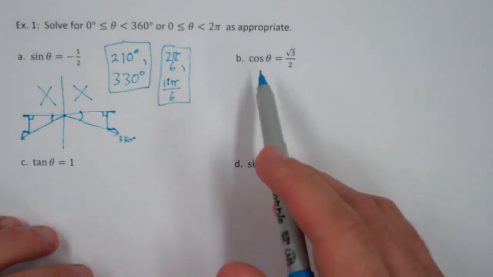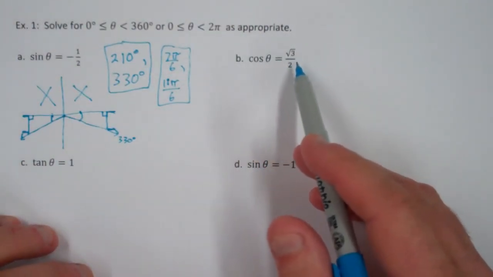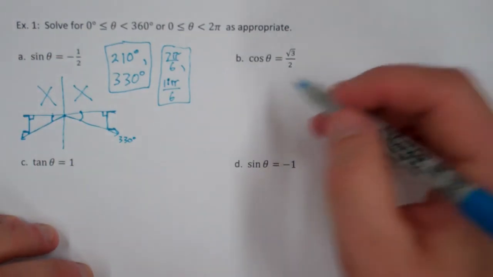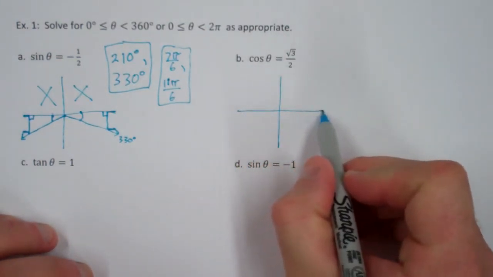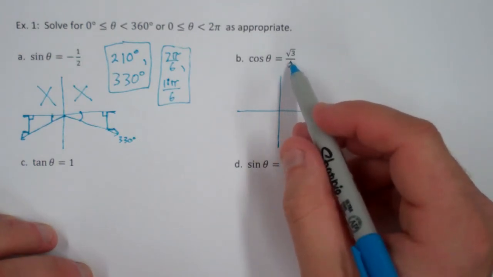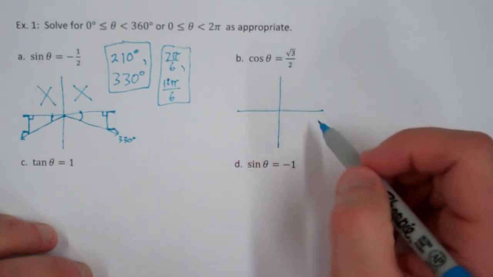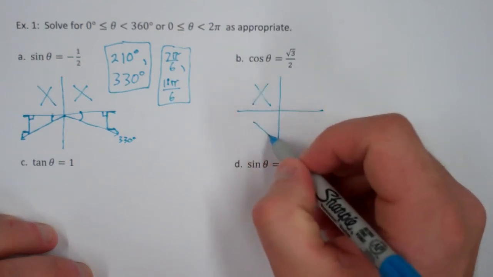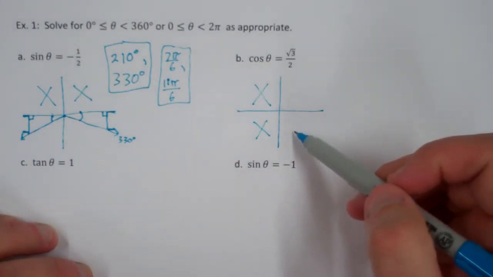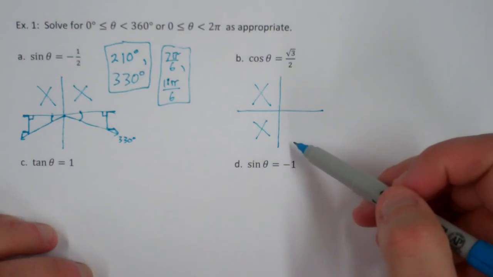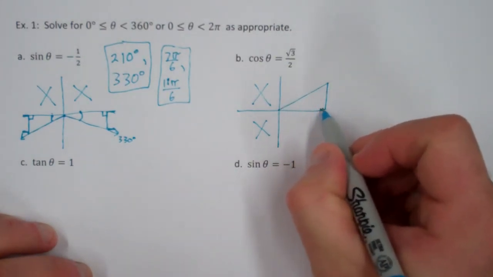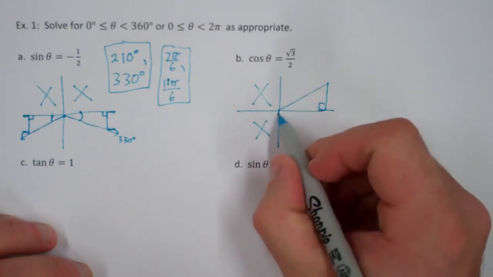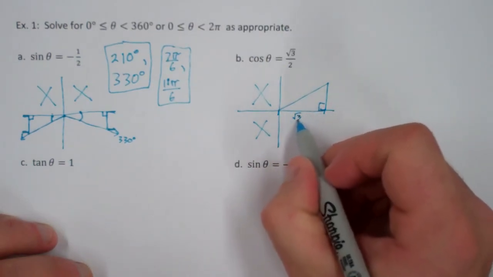Let's try the next one. The cosine of theta is root 3 over 2. And we can use a unit circle approach, or you can use your calculator, either way. What we're looking for here is a positive cosine. The x value needs to be positive, so that wouldn't be here, wouldn't be here. We're looking for two angles. One is in the first quadrant, one's in the fourth quadrant. And we want this adjacent side to be root 3 over 2.